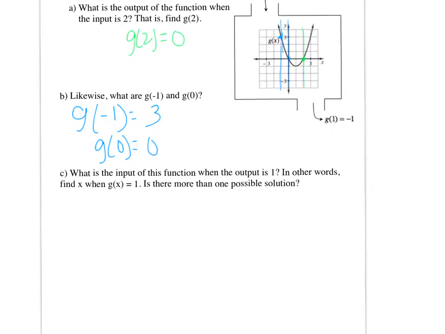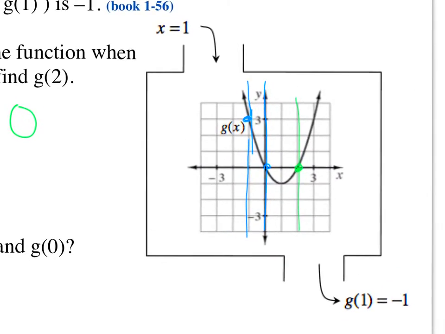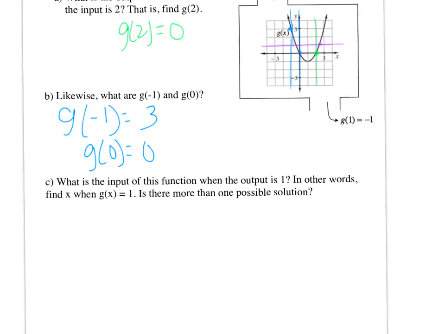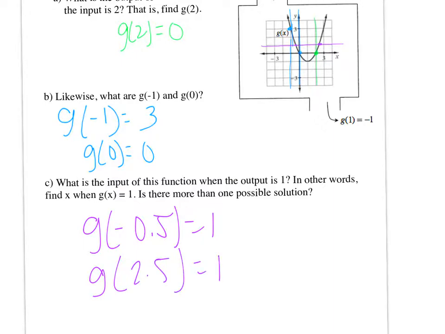And then part C, it says find the input when the output is 1. So now we're looking at the y value for 1, and we're going to go this direction, and we see there's 2, and they're kind of like halfway points. So we're going to say at 2.5 and negative 0.5, that would be those inputs. So g of negative 0.5 equals 1, and g of 2.5 equals 1.